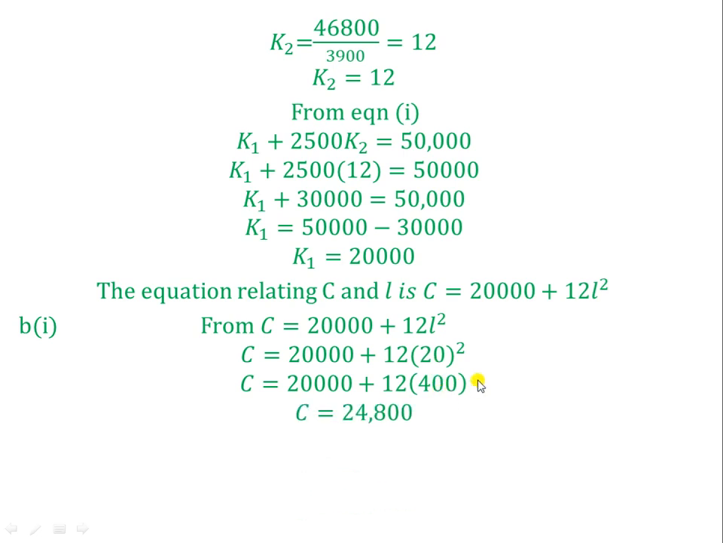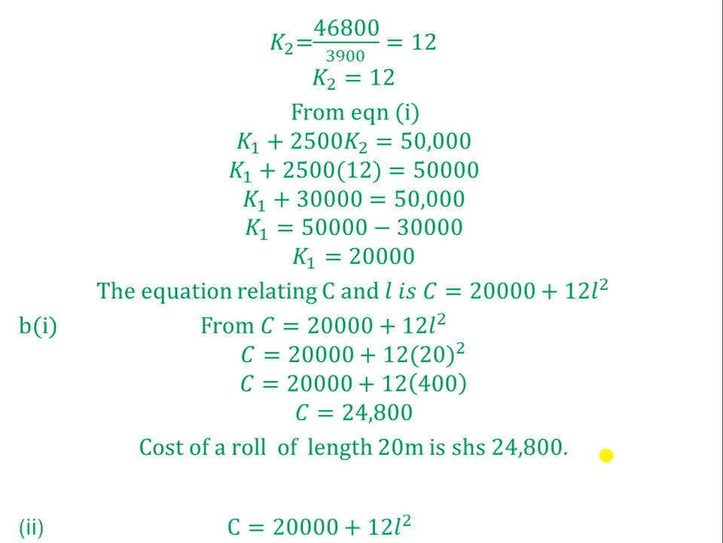And from that point, by simplification, you'll get the cost, which is C, as 24,800. So we can make a conclusion that the cost of a roll of length 20 meters is shillings 24,800, and that perfectly answers Roman 1 of our part B. We can move on to Roman 2.